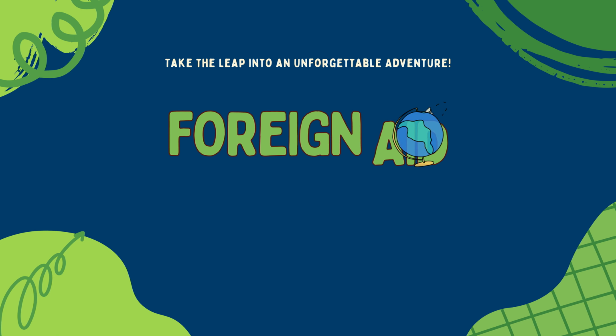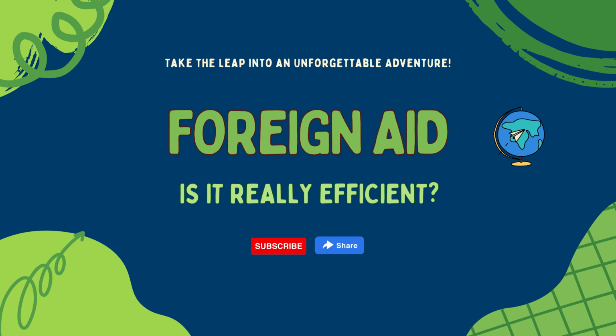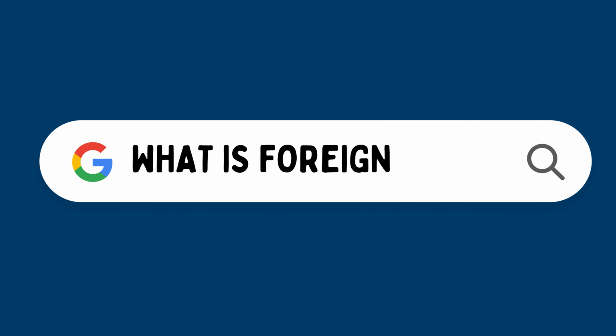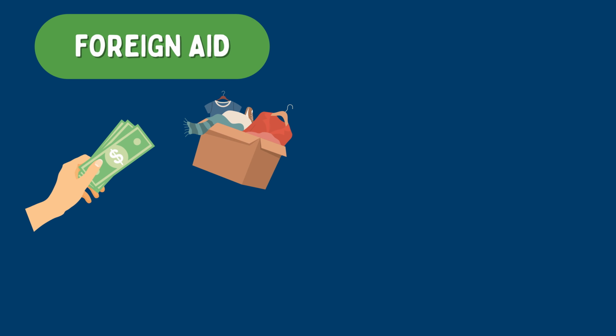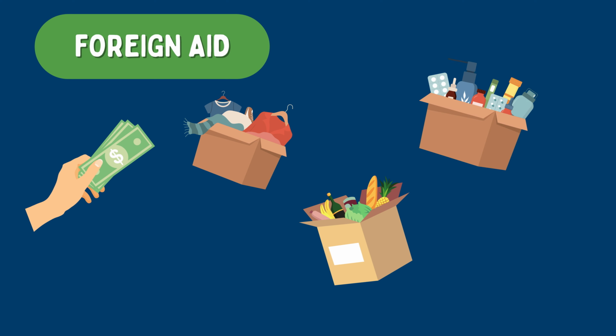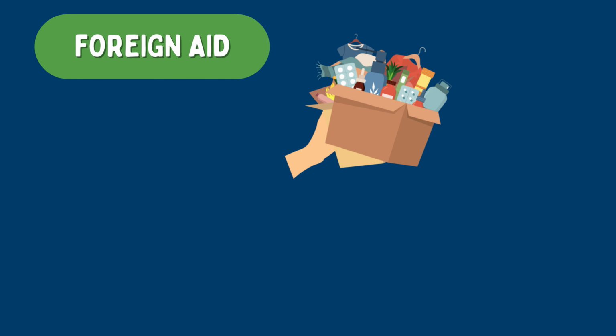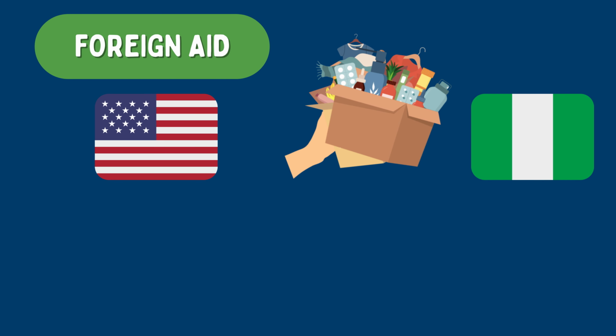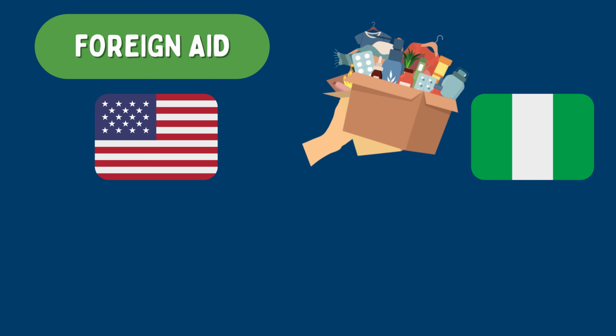On today's episode, we'll be focusing on foreign aid and its potential and effectiveness. Okay, but first, what is foreign aid? So foreign aid refers to resources such as money, clothing, food, and even medical supplies given to improve living conditions and support economic development. These resources are often provided by rich countries to the least developed countries.